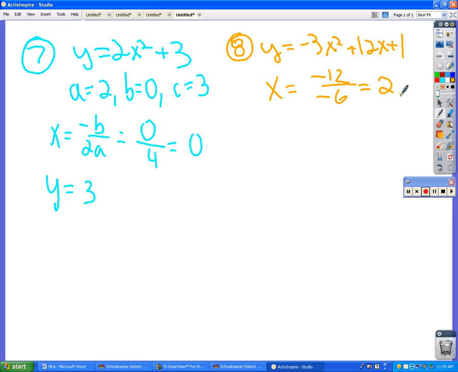Okay, now that we know that X is 2, I need to plug that in to figure out what Y is. Okay? So what I did there is I just took the original equation and I rewrote it exactly like it was before, but instead of writing X, I just wrote 2.